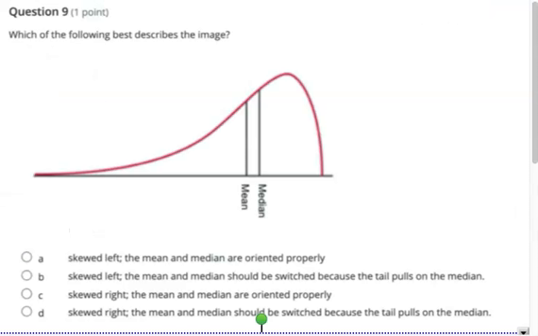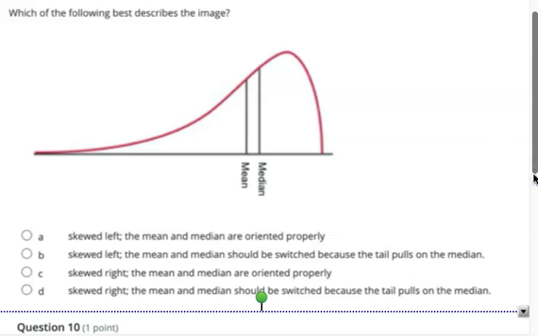Okay, number 9, which best describes the image? So this is a picture of something that's skewed left. Okay, the tail is to the left. So it's either A or B. Okay, remember that what should happen with the mean is that the mean should be to the left of the median if it's skewed left. So this is one where the mean and median are oriented properly. The mean is to the left of the median because it's skewed left.